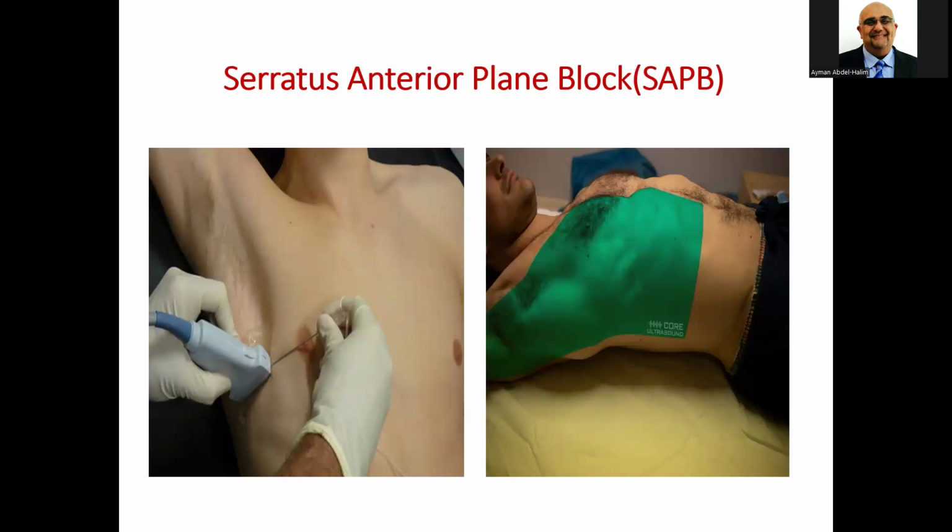Serratus anterior plane block, and look at the distribution of the block. The only area that's spared is basically the anterior part. And for this one, we have another type of block that we can use, if the pain is central, like midline.